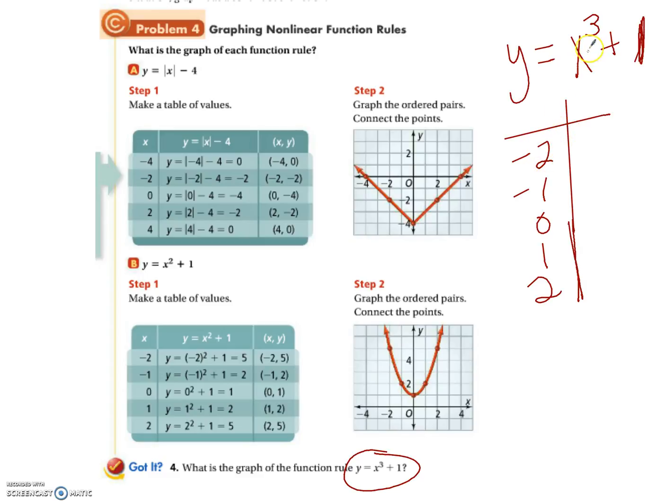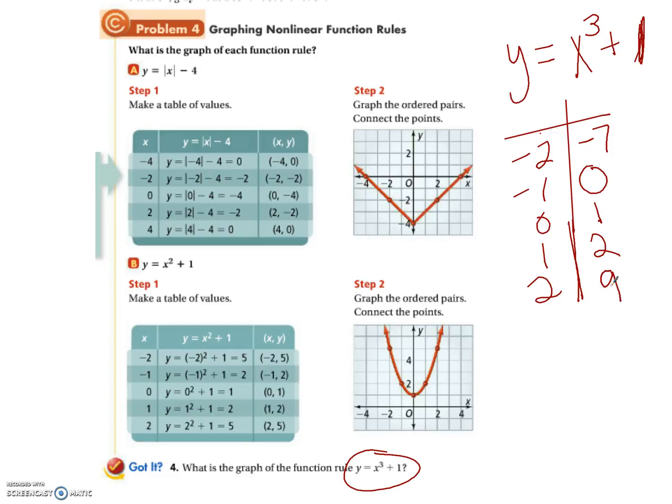All right, so negative 2 cubed. Remember, that's negative 2 times negative 2 times negative 2, which makes it negative 8. Plus 1 is negative 7. Negative 1 cubed is negative 1, plus 1 is 0. 0 cubed plus 1 is 1. 1 cubed is 1, plus 1 is 2. 2 cubed is 8, plus 1 is 9.